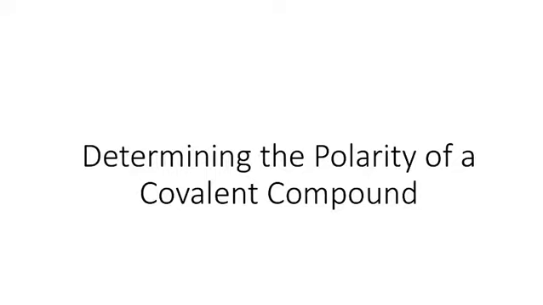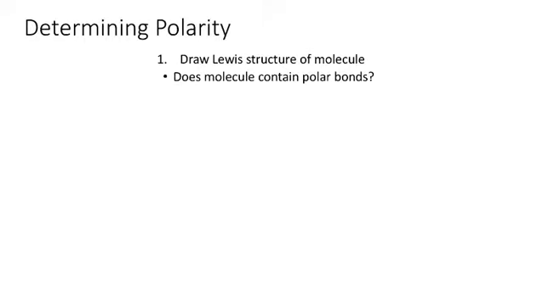Hey everybody, today we're going to talk about determining the polarity of covalent compounds. Covalent compounds, of course, are compounds that contain two or more nonmetals bonded together, and those bonds consist of shared electrons between the nonmetals. When we talk about determining the polarity, we have a multi-step process that is required to make that decision.